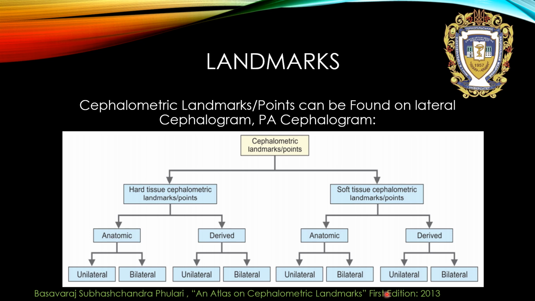And here is shown a full scheme of classification of cephalometric landmarks and points. All cephalometric landmarks and points are divided into hard tissue and soft tissue, and every group is divided into anatomic or derived, and every one of these subgroups is divided into unilateral and bilateral. Unilateral and bilateral. The same.